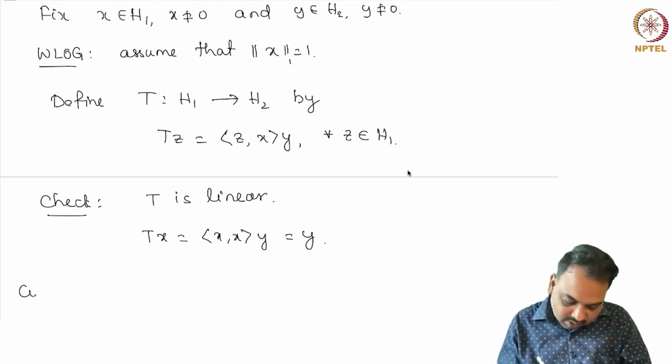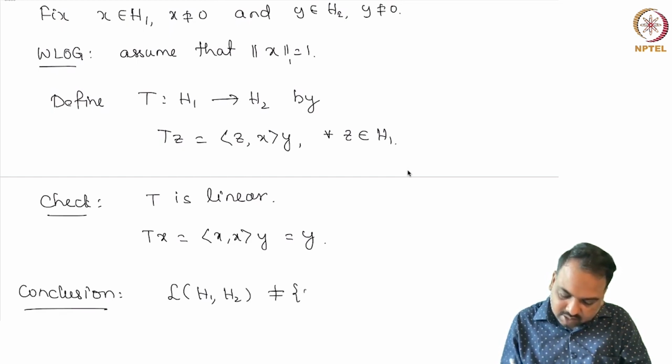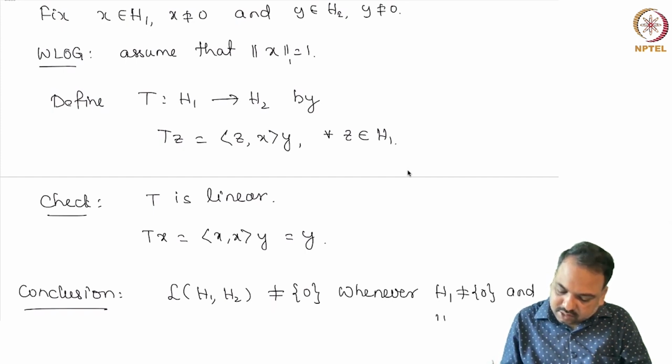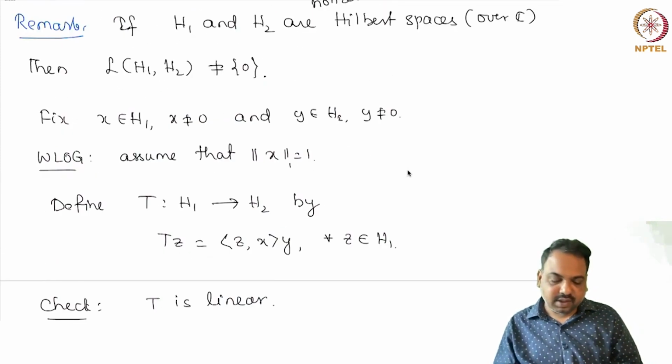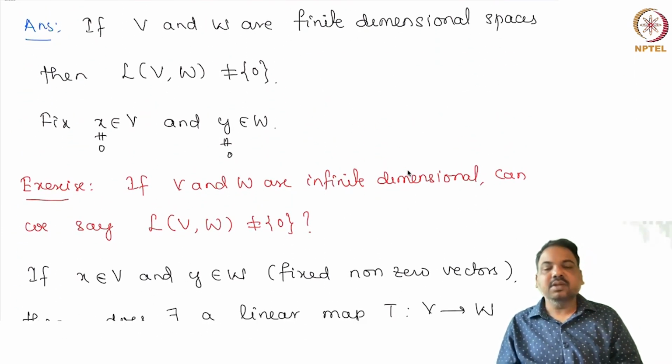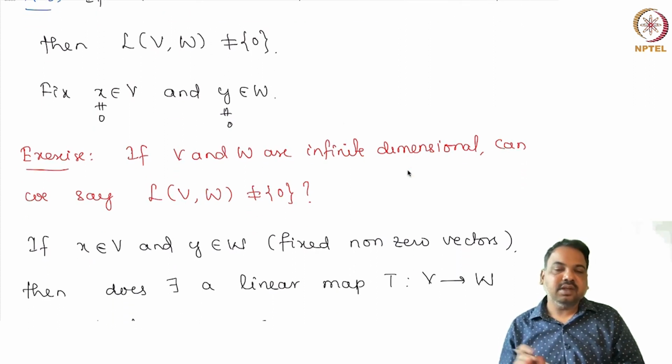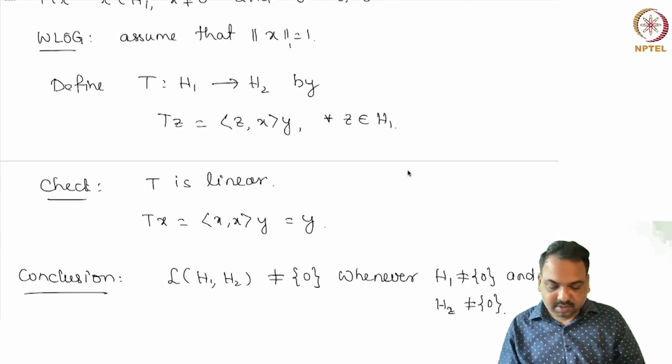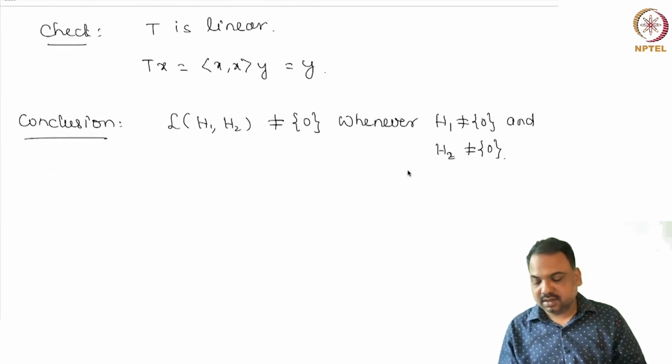That means the conclusion is the following: L(H1,H2) is non-zero whenever H1 is a non-zero space and H2 is a non-zero space. In the case of vector spaces also, the result is true. That means L(V,W) is non-zero, but we have to take two non-zero vectors x in V and y in W respectively and find a map which sends x into y. In the Hilbert space setting, this is very easy.